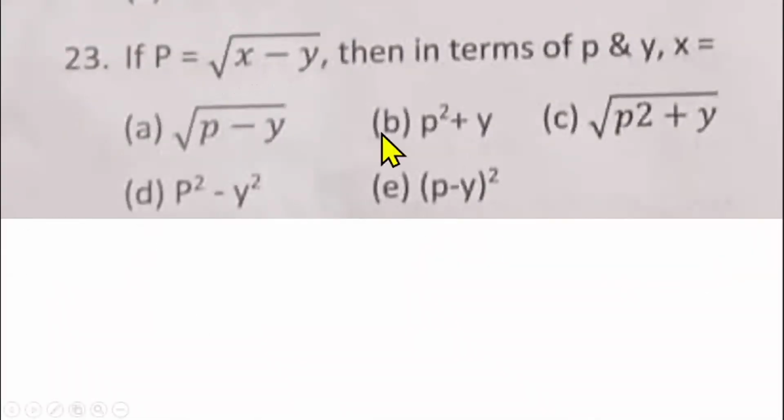Question number 23 is from change of subject of formula. We are given that p is equal to the square root of x minus y. Then in terms of p and y, you have to find x. So that means we need to make x the subject of the formula. So how do we do that? The first thing, you need to take care of this square root. That means we need to take the square of both sides, because squaring will take care of the square root.